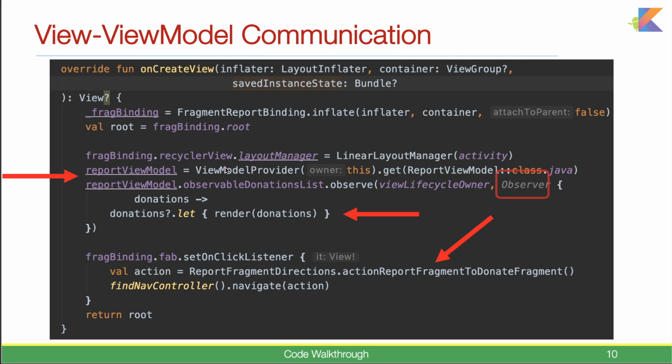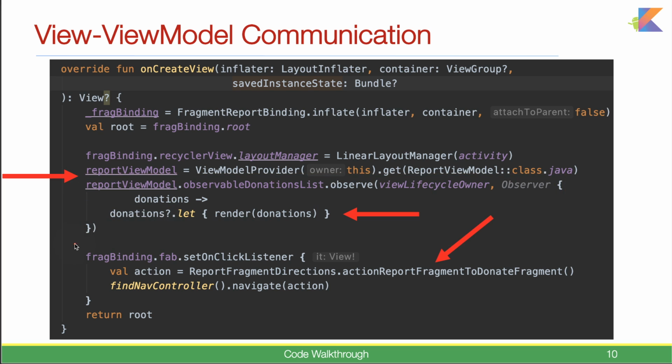There's our observer. And similar to the example, what we do is we observe the public live data, our observable donations list, and when our donation changes, we call render on that data, that list of donations that has now changed, and we pass it to our render function. We'll look at what that does in a minute. But this is what we're observing inside the report fragment.